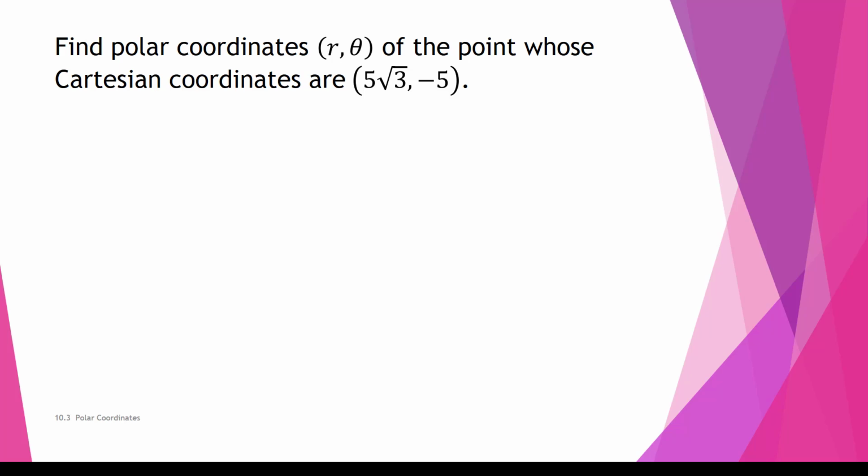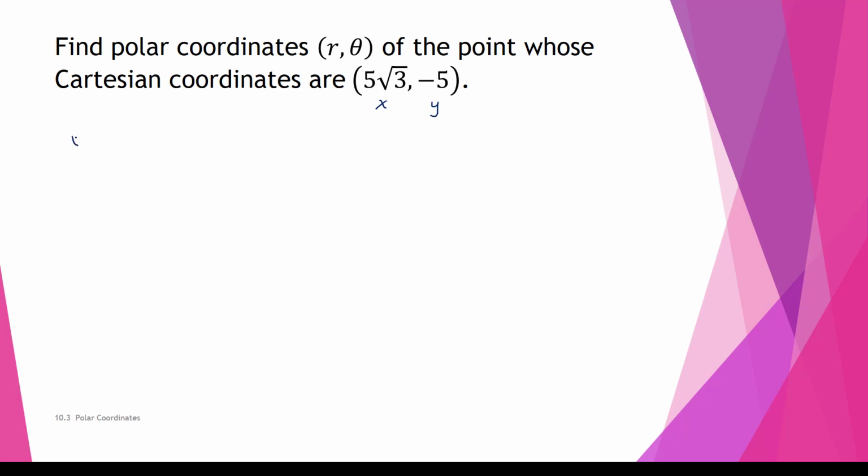In this video, we will talk about writing a point that is given in Cartesian coordinates in polar coordinates. We have the point 5 times the square root of 3, comma, -5 in Cartesian coordinates, and our goal is to find polar coordinates to represent the same point. We know that in Cartesian coordinates, 5 square root 3 is the x value and -5 is the y value.